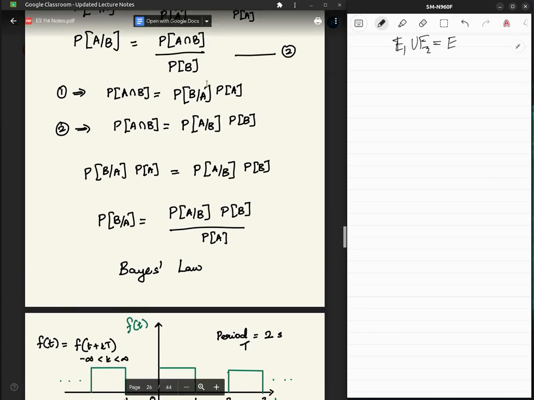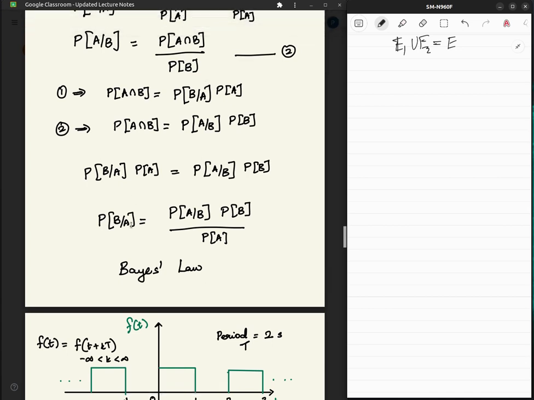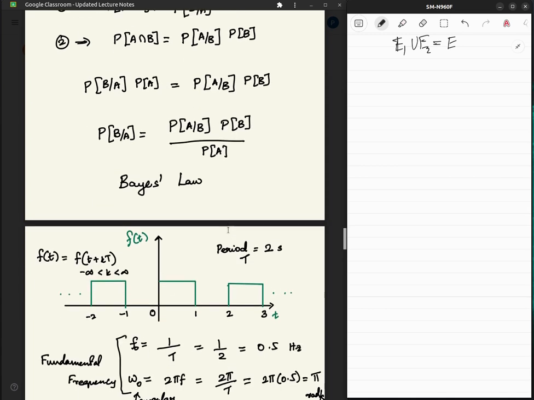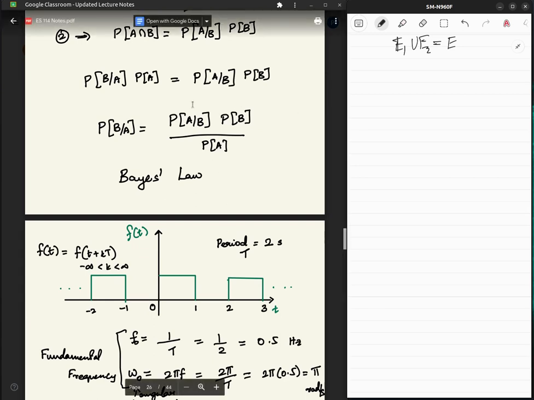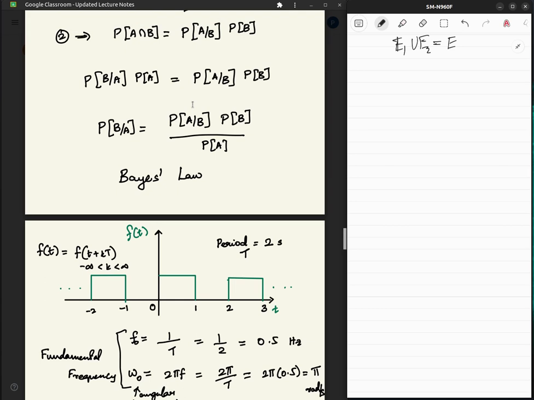And then you just equate these. So you get this thing. And what that means is probability of B given A is actually probability of A given B times probability of B upon probability of A. That's Bayes' law. How would you be using this though? I don't know. But fine, that's Bayes' law. Okay, just move on.